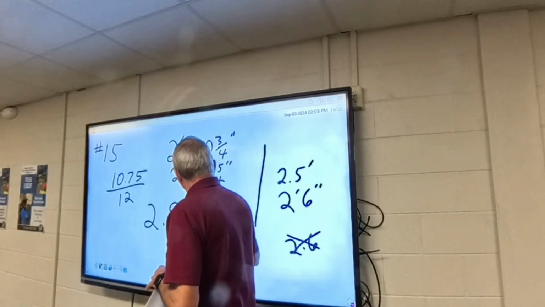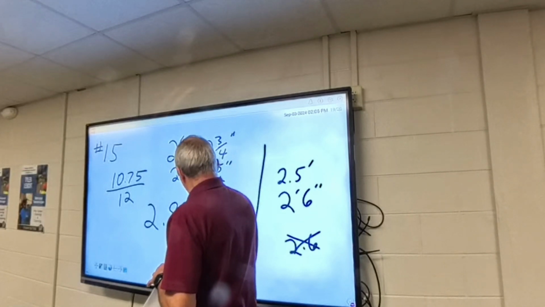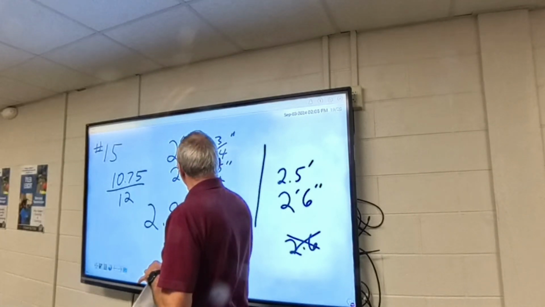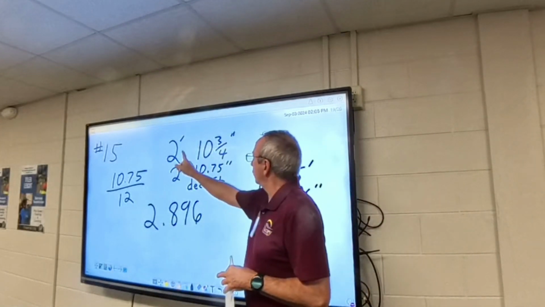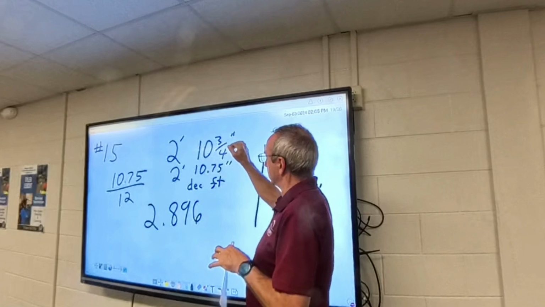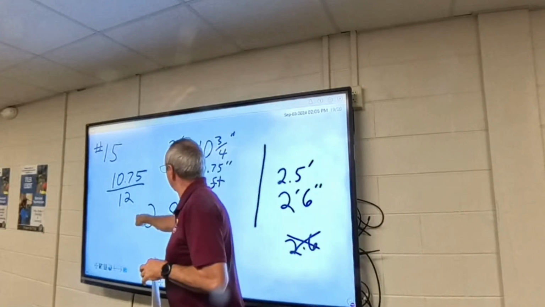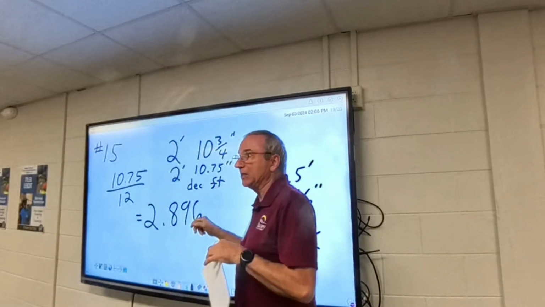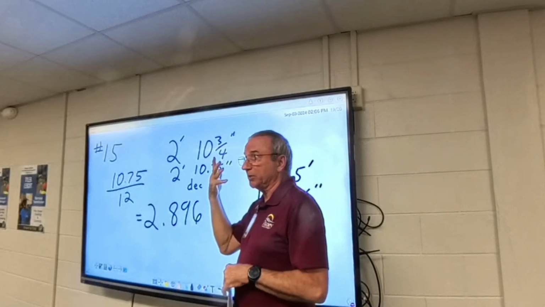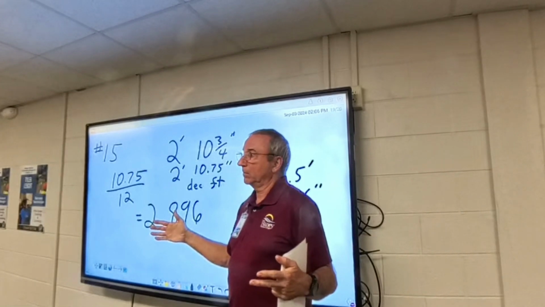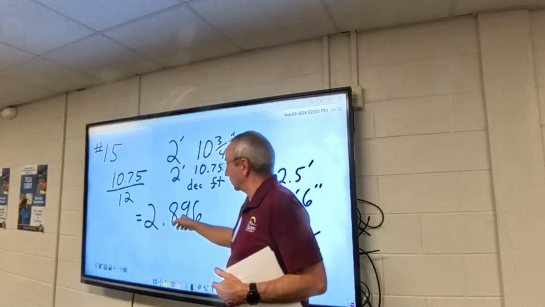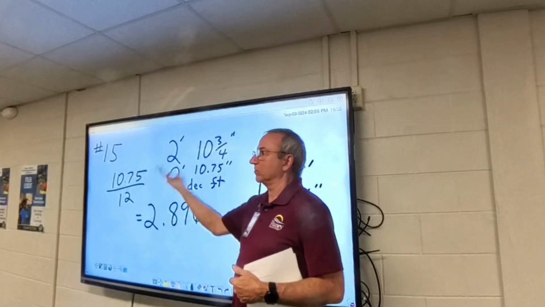So the answer they put is 896. And that's it. 2 feet 10 3/4 inches is equal to 2.896 feet. And does it make sense? Think of it. You got 2 feet. You almost got 3 feet. It does make a lot of sense. You almost got 3. So that's where the 0.89 is like almost 9/10.